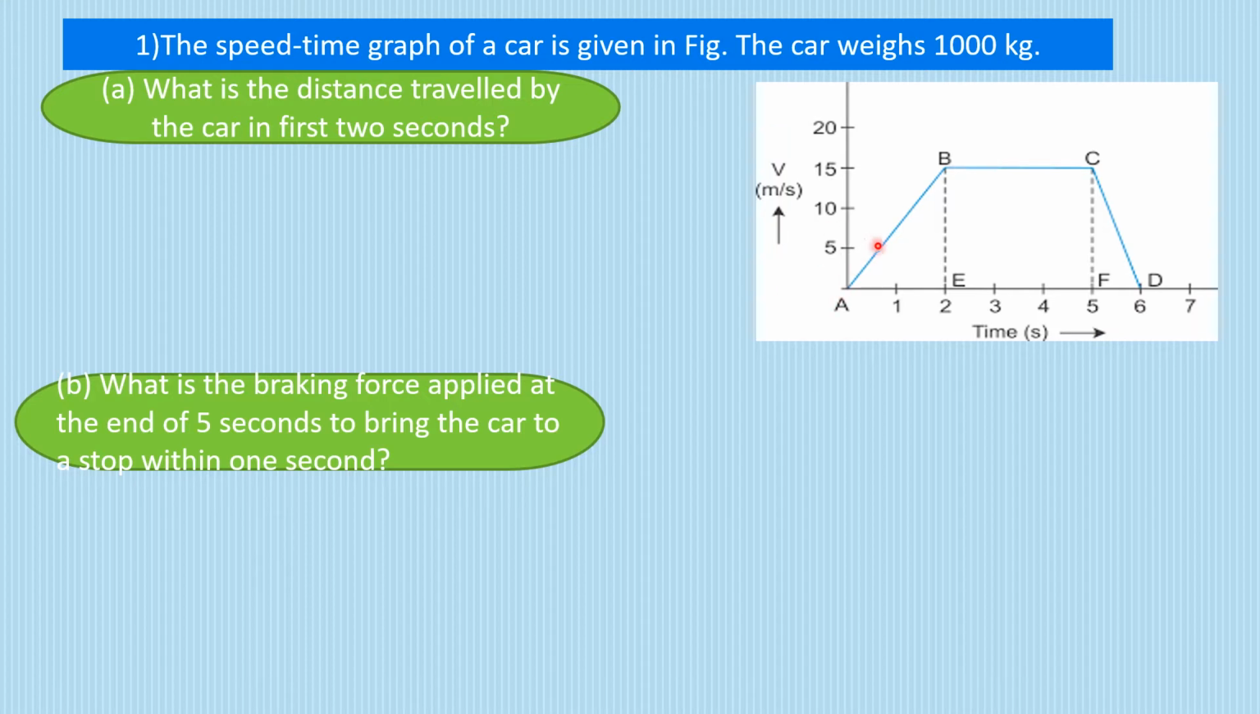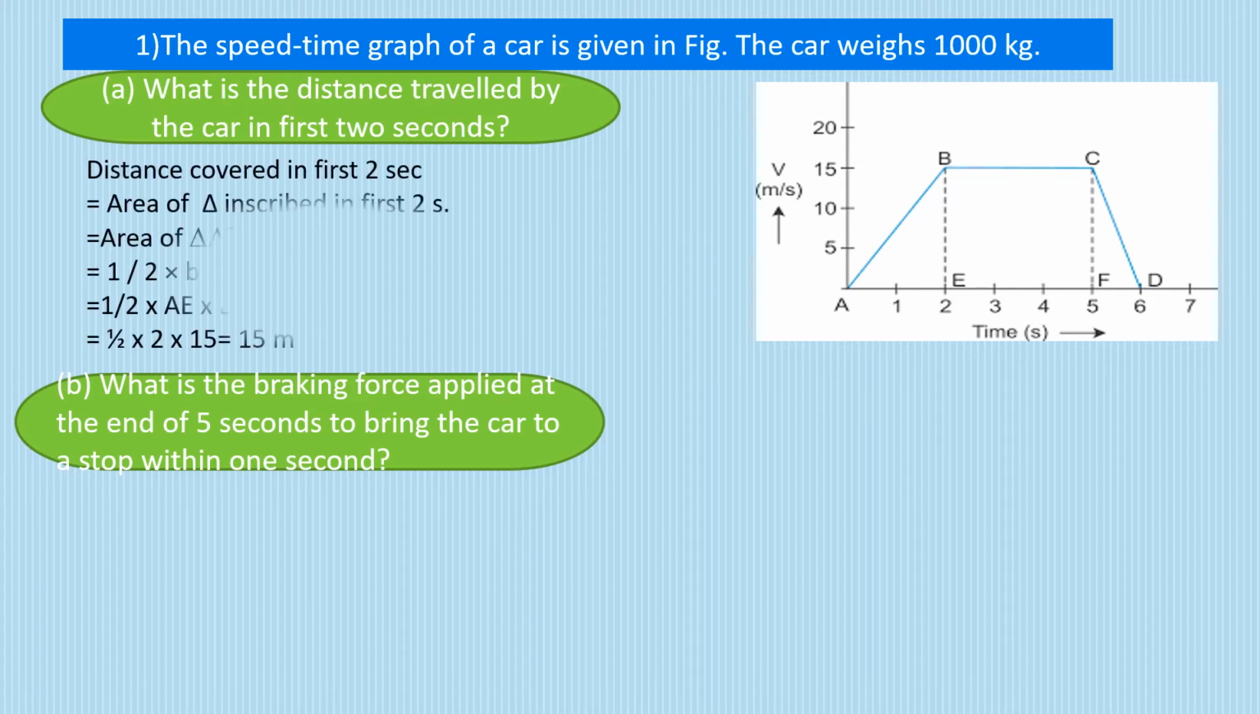So up to here, if you see, the car was accelerating until 2 seconds, between 2 to 5 seconds the car is traveling with a uniform velocity, but at 5 seconds the speed of the car decreases, right? That means at 5 seconds brakes are applied. So we have to find out the braking force which is applied at the end of 5 seconds. And you can see that this graph touches the x-axis at 6 seconds. That means within a second the car stopped, right? So we have to find out that force.